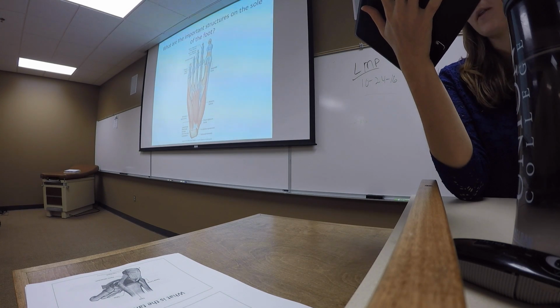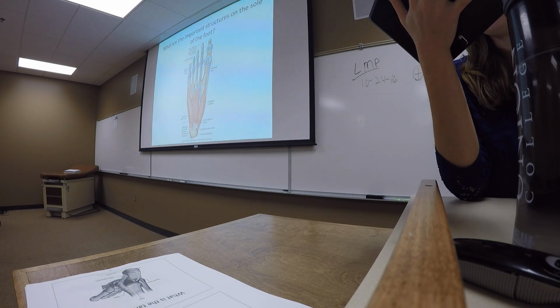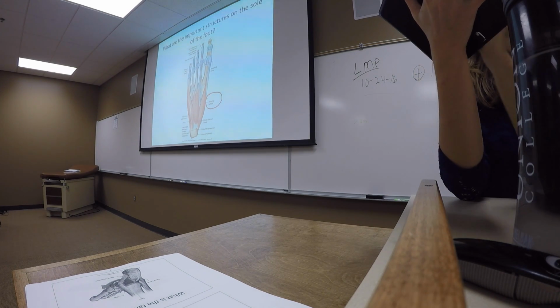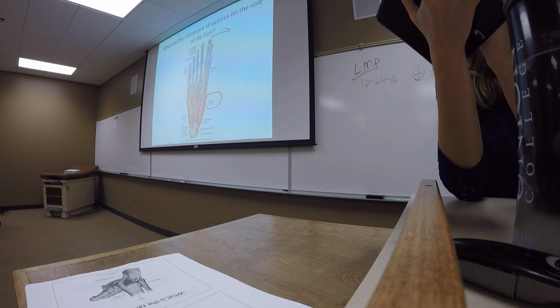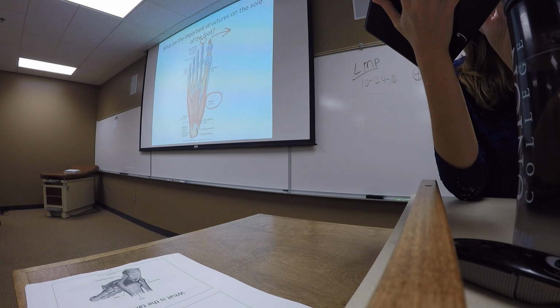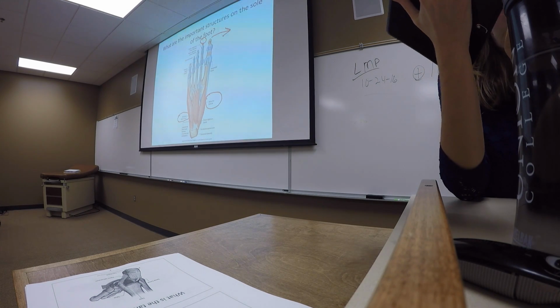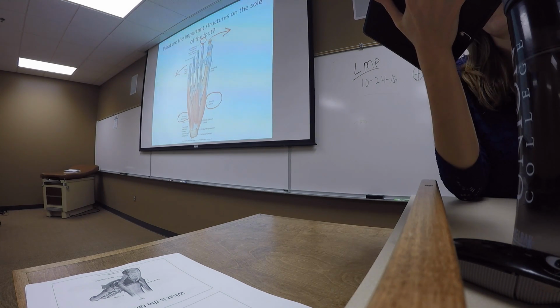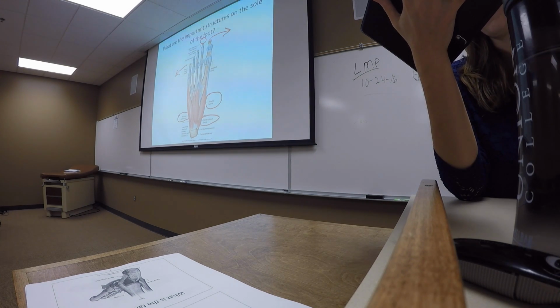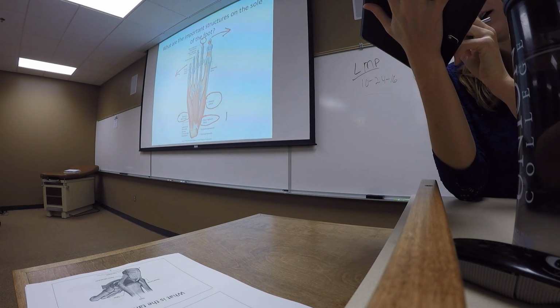So the ones I do want you to know are the abductor hallucis. This is going to abduct the great toe, so move it away from that second digit. The abductor digiti minimi, which is going to abduct the little toe. And then the flexor digitorum brevis, which flexes toes 2 through 5.